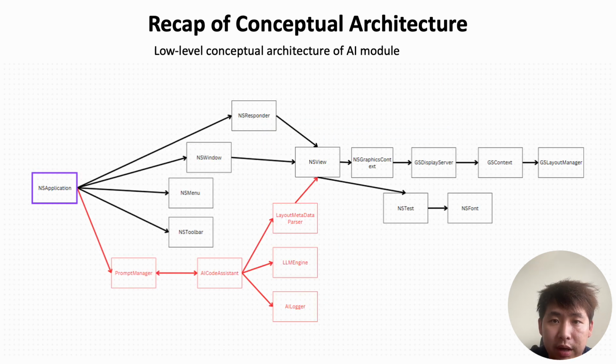The low-level architecture breaks the AI assistant into 5 key components. The prompt manager captures the developer prompt and UI context, and sends them to the AI code assistant, which manages logic, queries the LLM engine, and logs results through the AI logger. The layout metadata parser extracts UI layout data from NSView, enabling context-aware suggestions. This design ensures modularity, clear responsibility, and minimal coupling with GNUstep's core GUI, making integration smooth and maintainable.